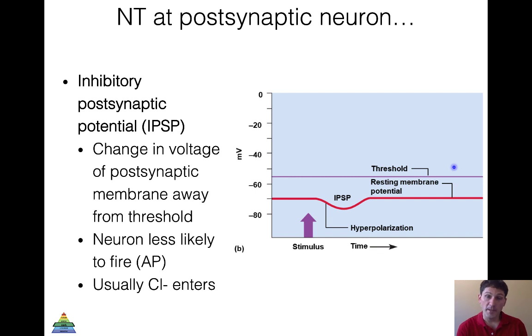If it's an IPSP, remember we're moving farther away from our threshold, and so it's going to require a stronger signal or make it less likely to fire. And this is usually chloride ions that are moving into our cells.